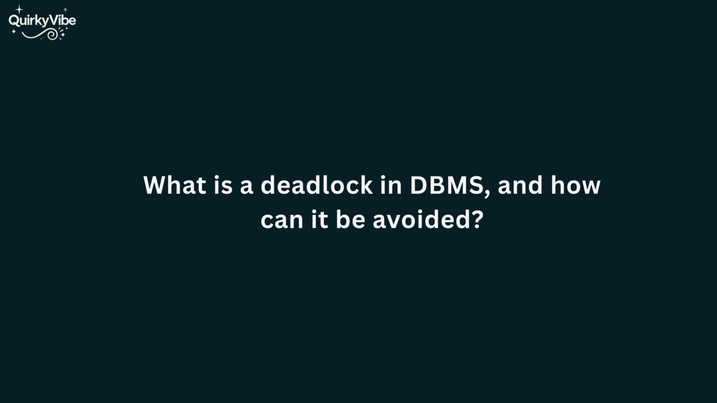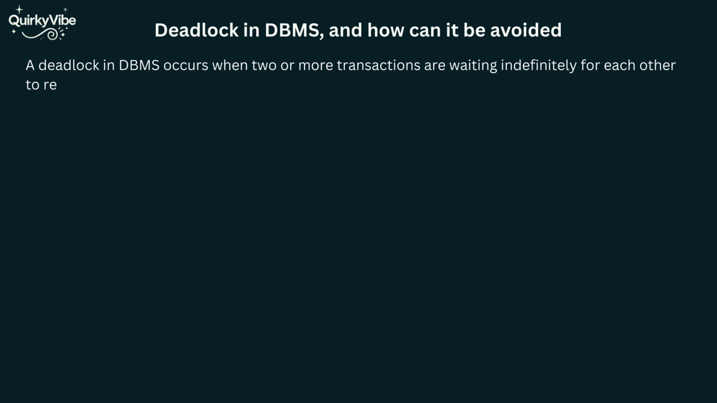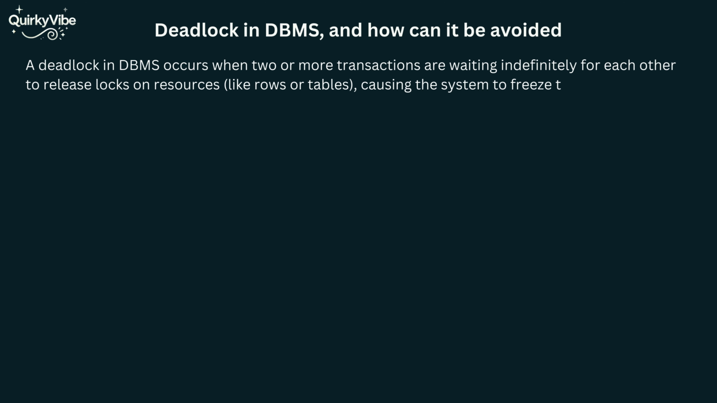What is a deadlock in DBMS, and how can it be avoided? A deadlock in DBMS occurs when two or more transactions are waiting indefinitely for each other to release locks on resources, like rows or tables, causing the system to freeze those transactions permanently.